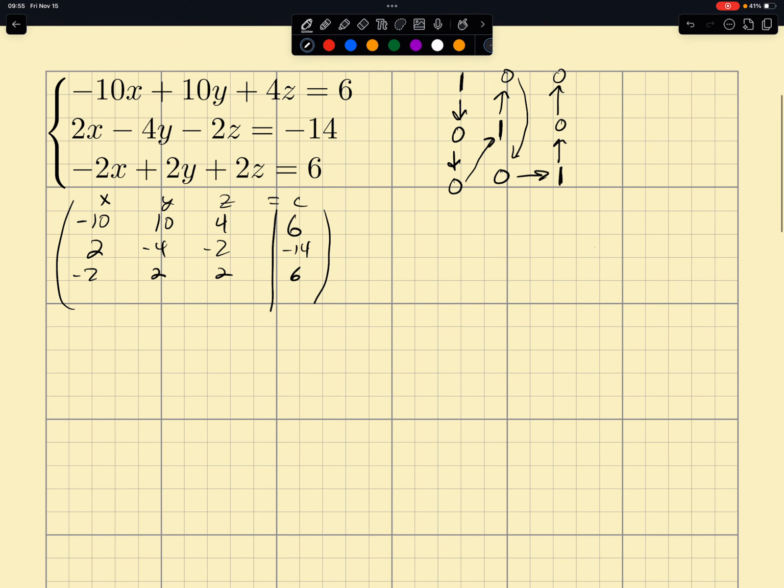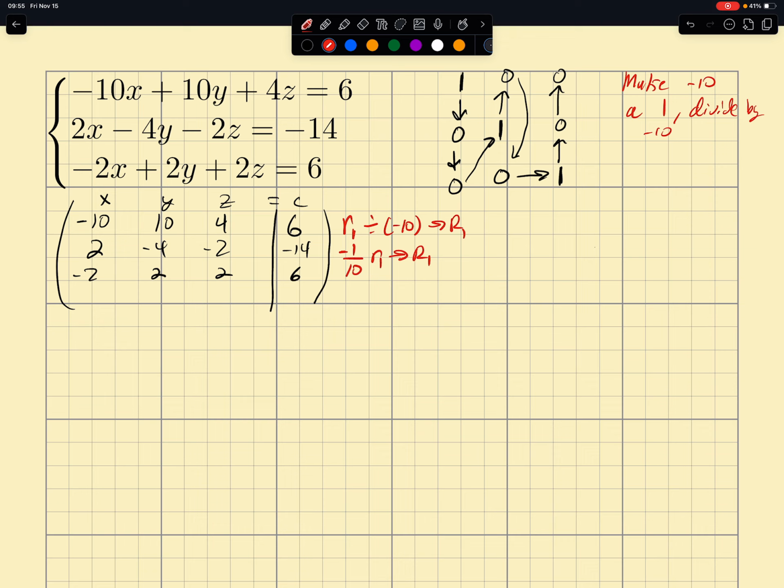All right, so the first order of business is we need to make the negative 10 a 1. So you're going to divide by negative 10. So we're going to do row 1, and we're going to divide that by negative 10. That's going to become our new row 1. Now, formally, that's negative 1/10 row 1 replaces row 1, okay? So we're going to divide everything in row 1 by negative 10.